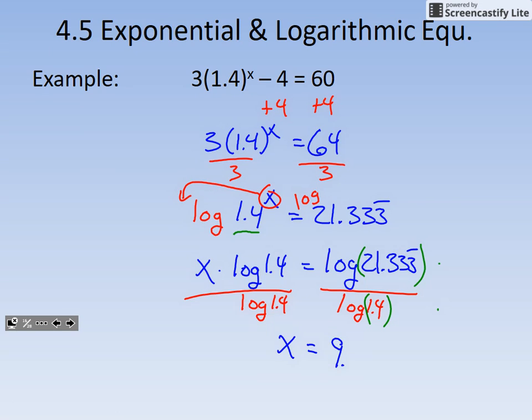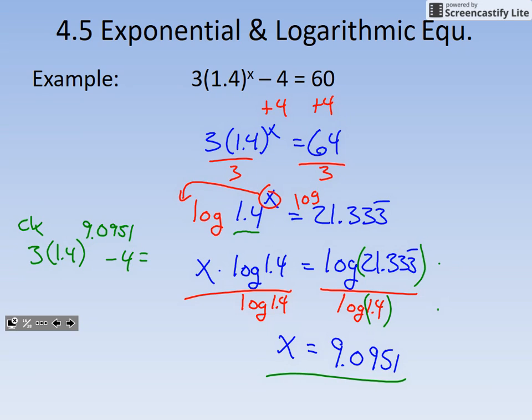And that'll give us 9.0951. And again, this is something that's very checkable. So there's our answer, but again, we could just plug it back in. So a check would look like 3 times 1.4 raised to the power of 9.0951 minus 4, and that should give us our 60.